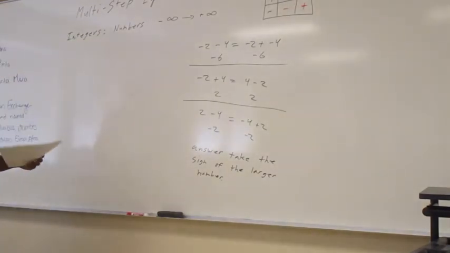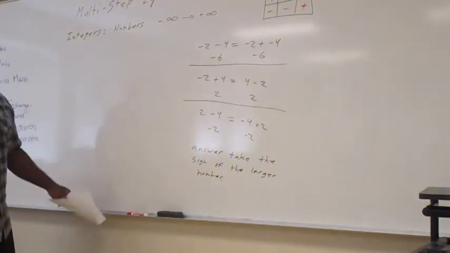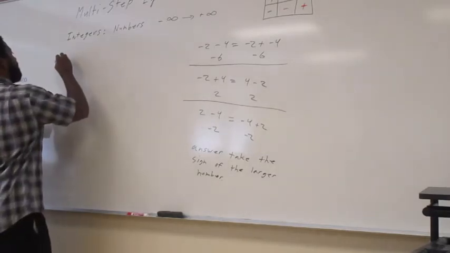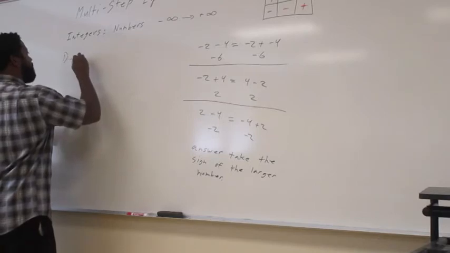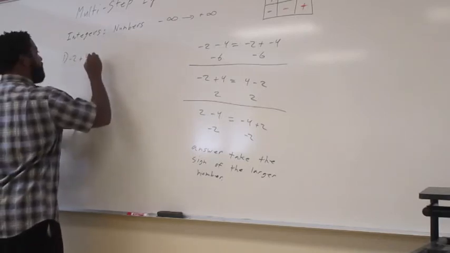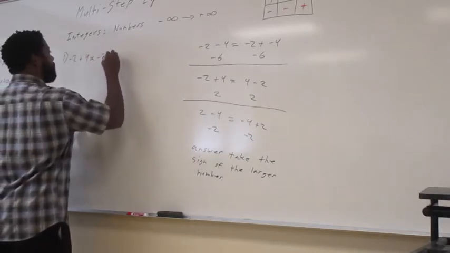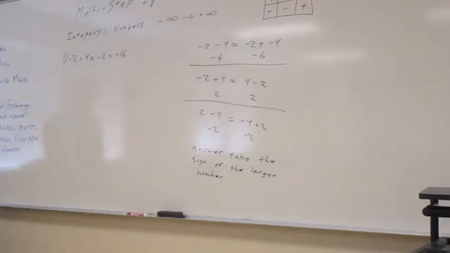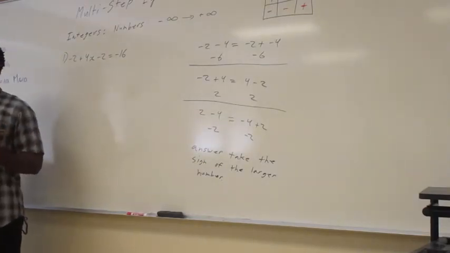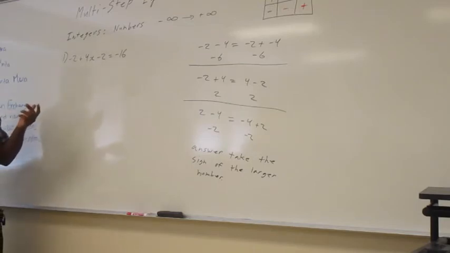Let's look at number one. We have -2 plus 4x minus 2 is equal to -16, right? This ought to be relatively simple for y'all. Now, look at all the numbers that are by themselves. What's the first thing that we should do?